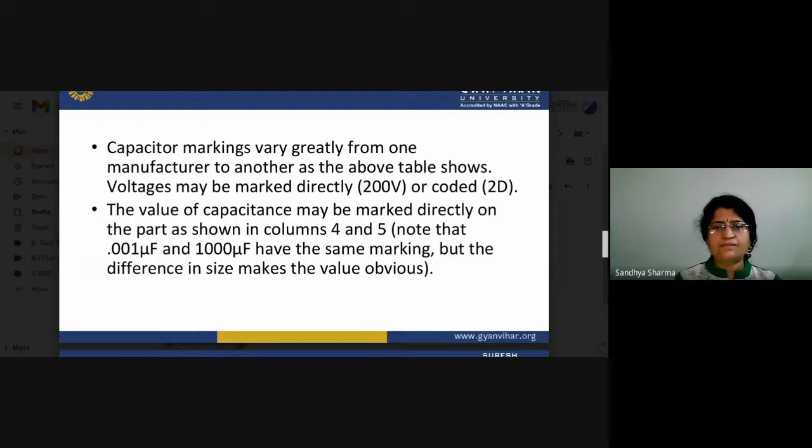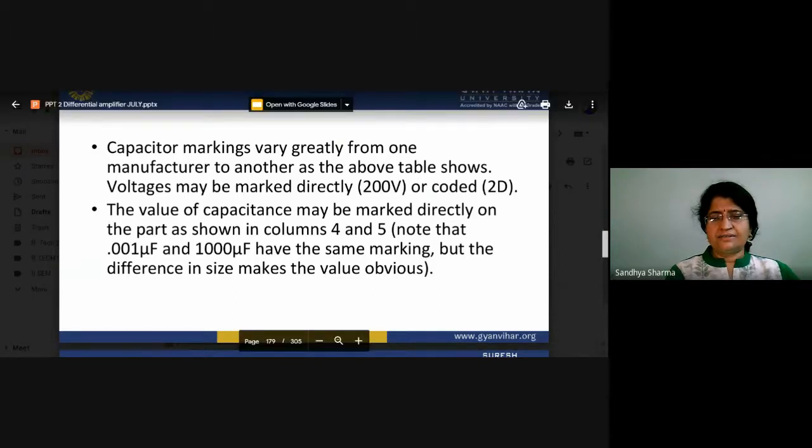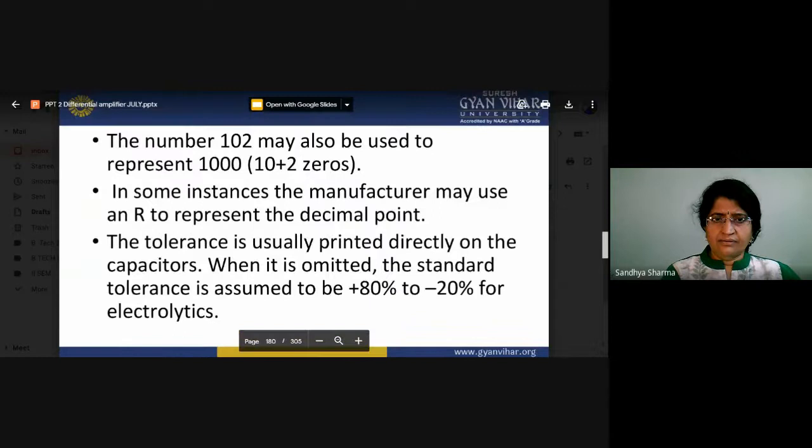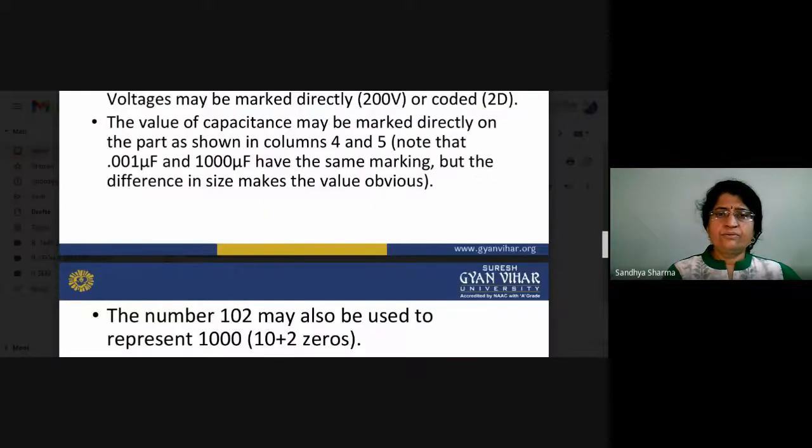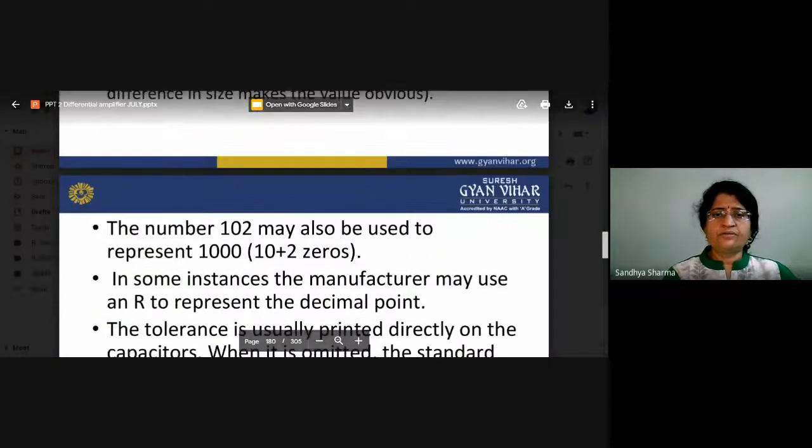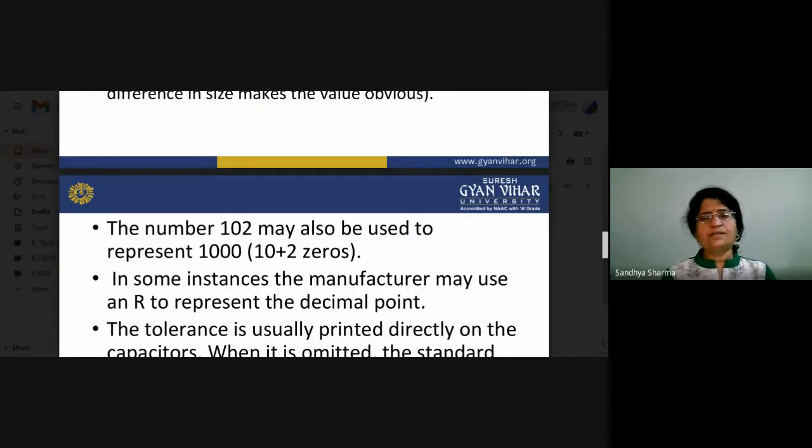The value of capacitance may be marked directly on the part as shown in columns 4 and 5. So there may be just 0.001 μF, or you can also write it as 1000 pF. There are slightly different marking schemes. The number 102 may also mean 10 to the power 2. So that is basically 10 to the power 3, 10 to the power 2.